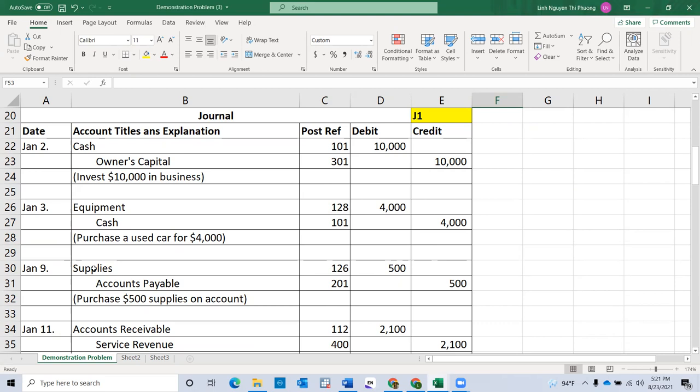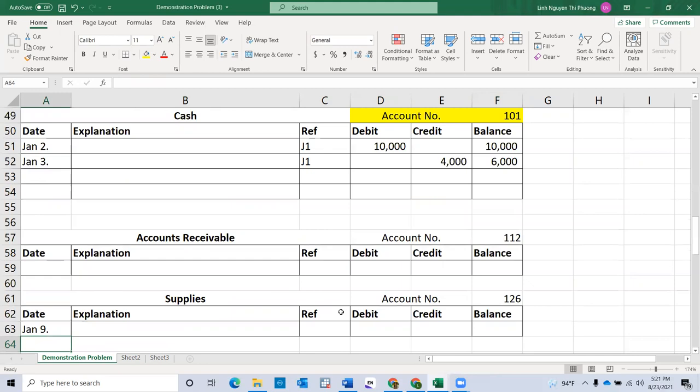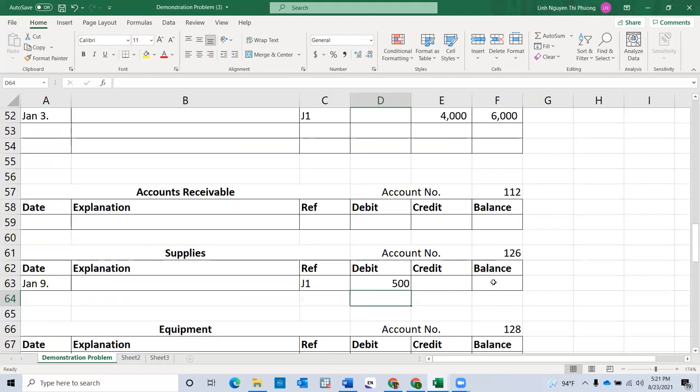January 9, debit supply 500 and credit accounts payable 500. So we will go to supply, equal sign, click on the day, enter, and reference would be J1, debit. So equal sign, 500, and then enter. Then for the balance, it will be equal to this one. So equal sign and click on that.